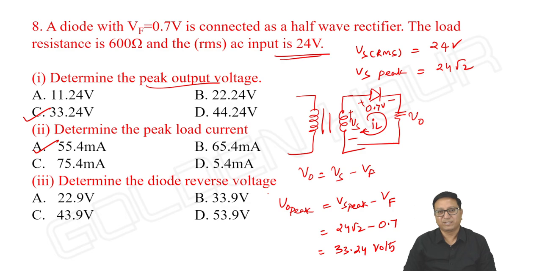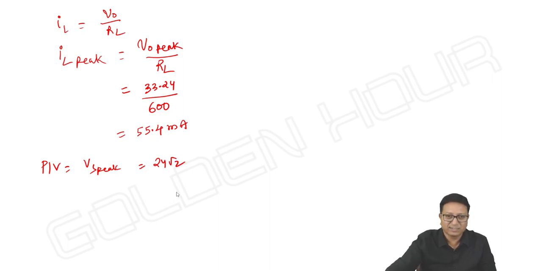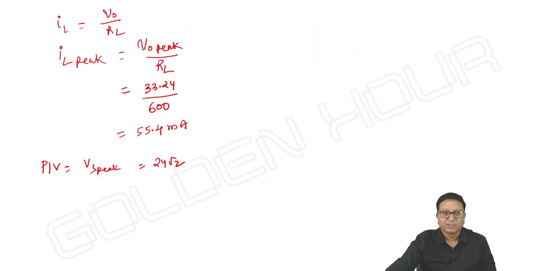Determine the diode reverse voltage, meaning peak inverse voltage they are asking. When the diode is reverse biased, the peak inverse voltage is equal to V secondary peak. How much is it? It is 24 root 2, slightly greater than 33.24, so 33.9. Option B is the answer. That's it.